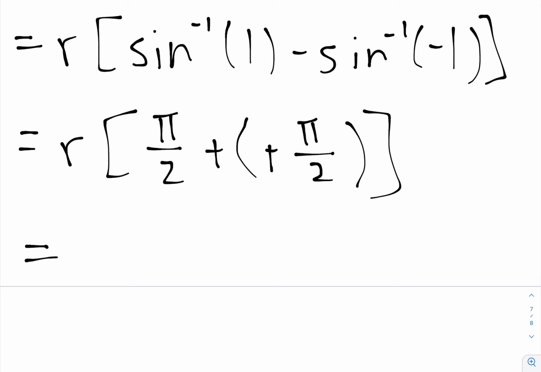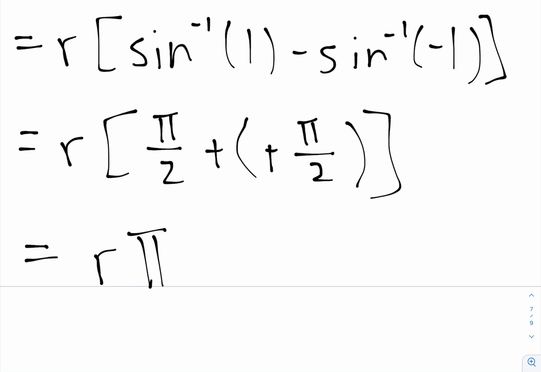So pi over 2 plus pi over 2, if you have half of something and you add a half of another of that thing, you just get one full of those things. So it's going to be half of pi plus half of pi. That's going to be a whole pi. I feel like having a whole pie right now. So that's just going to be r pi.